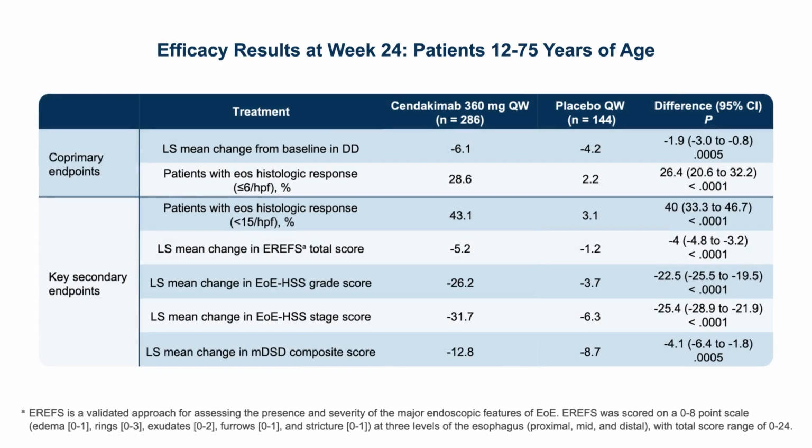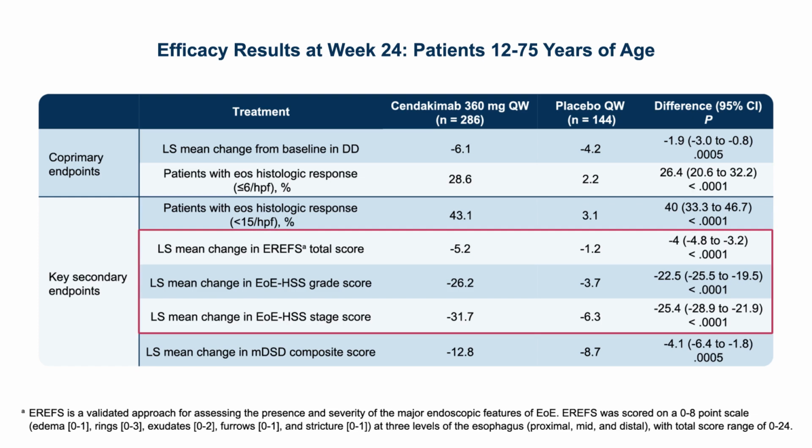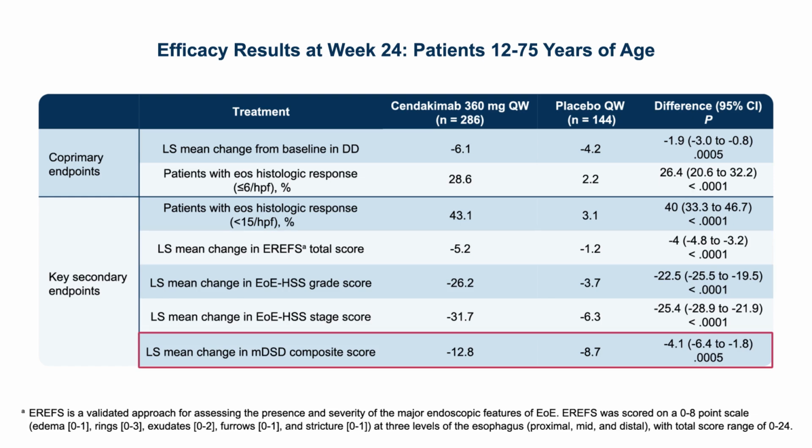It also had good improvement in symptoms, histologic and endoscopic features in EoE in a 24-week study, including a change in dysphagia days, a decrease in eosinophils to less than 6 per high-powered field in up to 28% of patients. They also had a histologic response rate of less than 15 in over 40% of the patients. They also had significant improvement in their EREFS score, which is the endoscopic visual score, and changes in their histologic scoring scale in the grade and stage, along with the change in their median dysphagia scoring days as well.